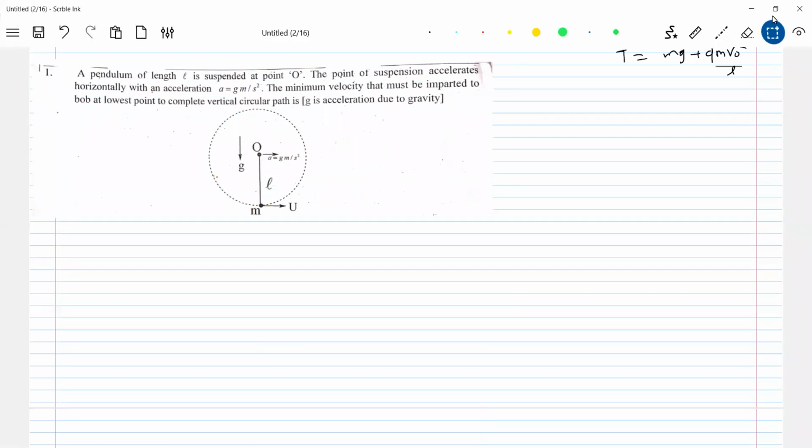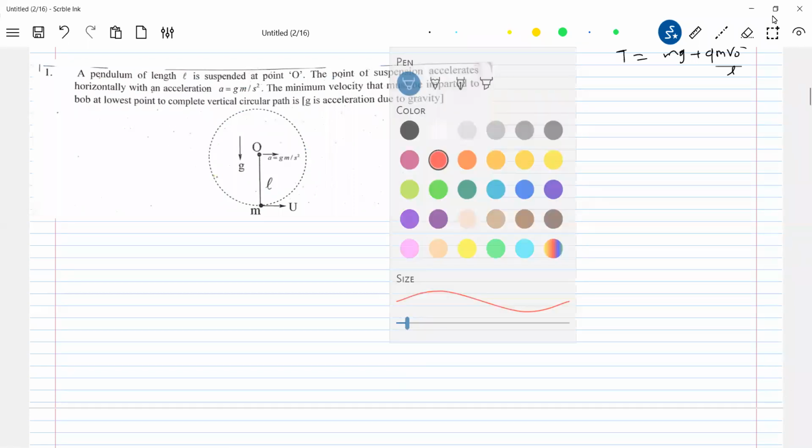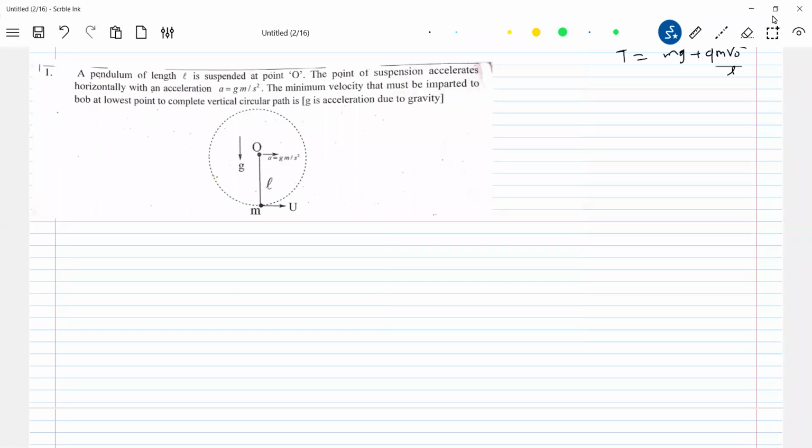Just wait, some corrections are there in this question. I'll make it here. The velocity should be, now I'm introducing a situation. The point of suspension will have acceleration.